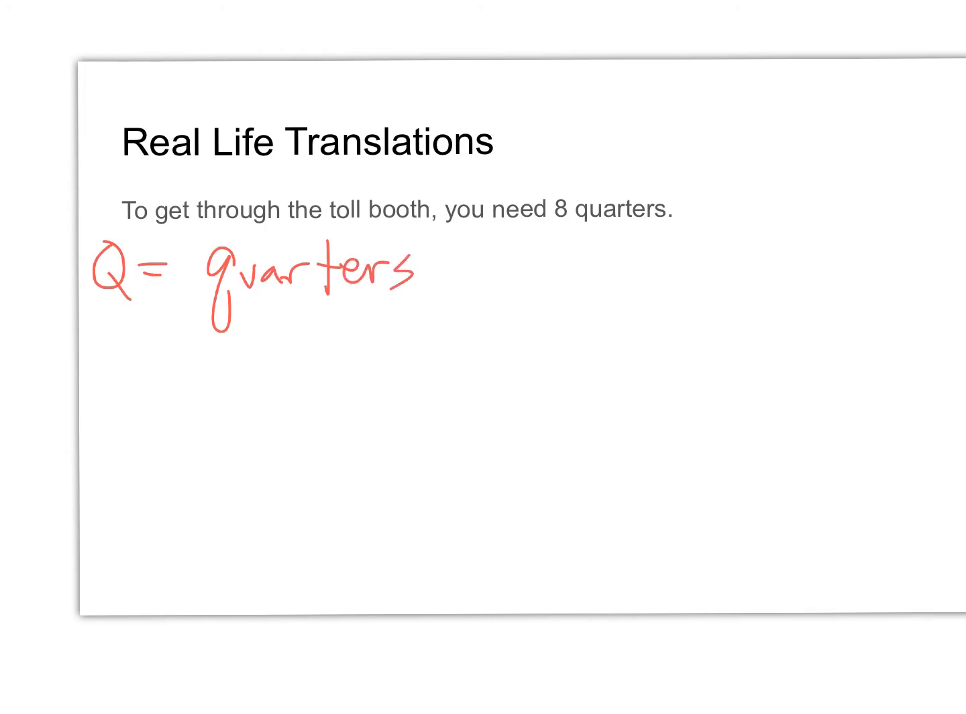Okay, so to get through the toll booth, you need 8 quarters. To do that properly, as if you went through the toll booth one time, you need 8 quarters. If you went twice, you need 16. And then 3 times would be 24, and 4 times. So you've got to think about what's going on here every time you try to solve what this thing's asking you to do. So in this case, to write this as a translation, we would say 8Q, right?